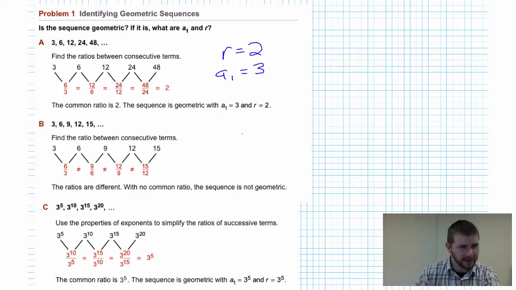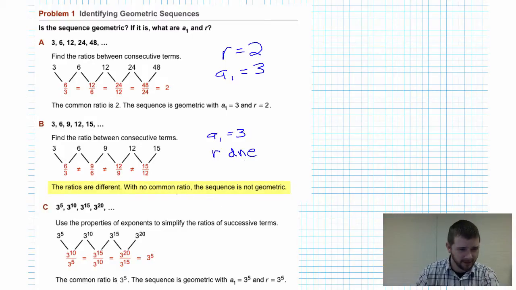B: 3, 6, 9, 12, 15. Right away I recognize this as being an arithmetic sequence, meaning that it's not geometric. You could identify a sub 1, though I'm not sure we're required to if it's not a geometric sequence. But a sub 1 equals 3 once more. But there is no R value. We have a common difference, not a common ratio. So R does not exist.